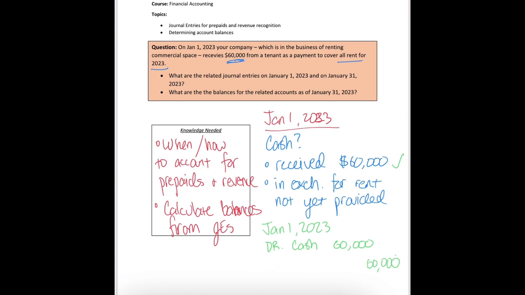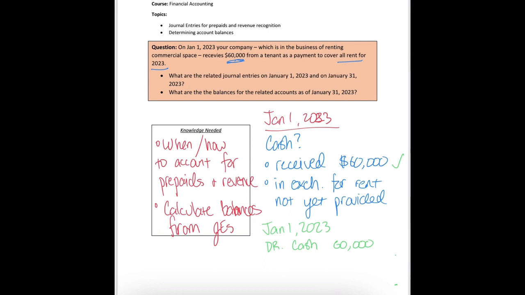Remember, when you recognize revenue, you need to have already provided that good or service. In this case, have we provided that good or service? In this case, that's rent. We have not yet actually provided any good or service. So what is it then that we are incurring here? Well, we actually have a liability. Yes, we got some cash, but we now have a liability. We have a duty to this tenant to provide them with a good or service, in this case, rent. We haven't yet earned that income.